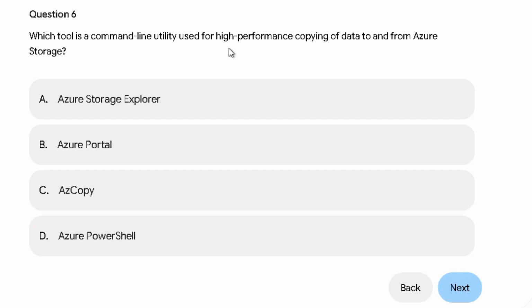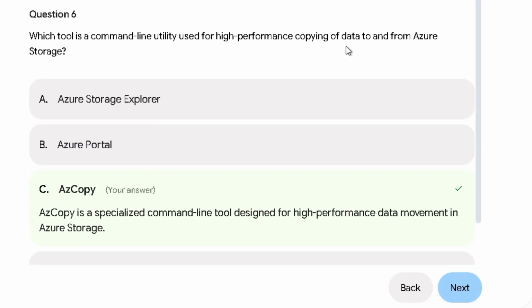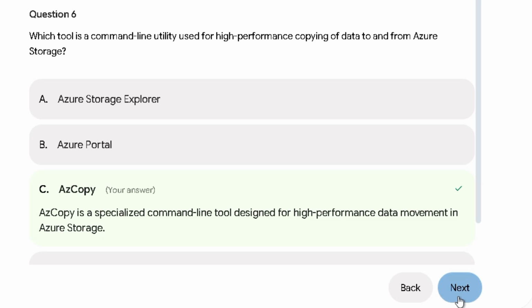Which tool is a command line utility used for high performance copying of data to and from Azure storage? So keywords right here, guys, I have command line utility. And remember, when I talk about command line utility, I'm usually referring to AzCopy. And AzCopy is a specialized command line tool designed for high performance data movement in Azure storage. Azure portal, that would allow us to enter the portal. Azure Storage Explorer, that's not what we're looking for. And Azure PowerShell is for PowerShell stuff. So that was question number 6.